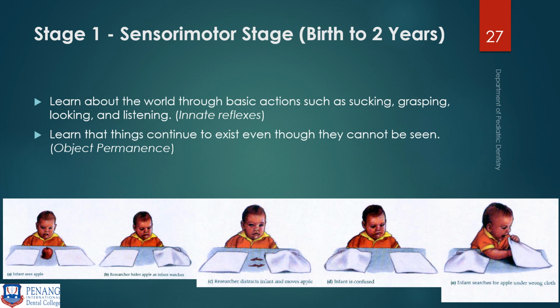What it means is, like I have shown you in the picture here, beginning from the left, the child is given an apple and 2 white sheets. If you put the apple under one of the white sheets, and the child sees that you have put the apple there, and then you distract the child and take out the apple and put it under the other sheet and ask the child where the apple is, he will think the apple is still where you kept it, and he will look for it under the first sheet. So he still thinks the object continues to exist even though he cannot see it. This is called object permanence.